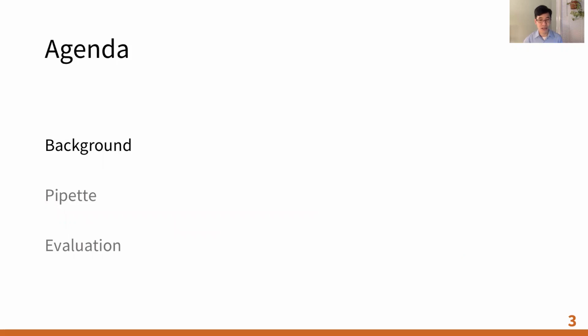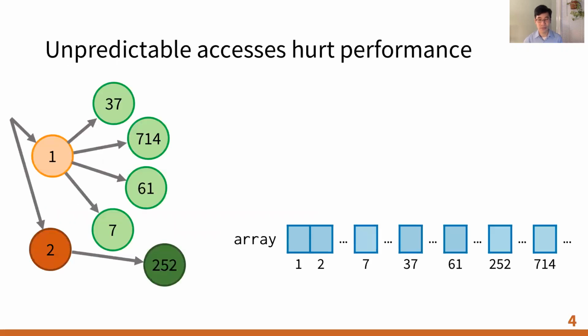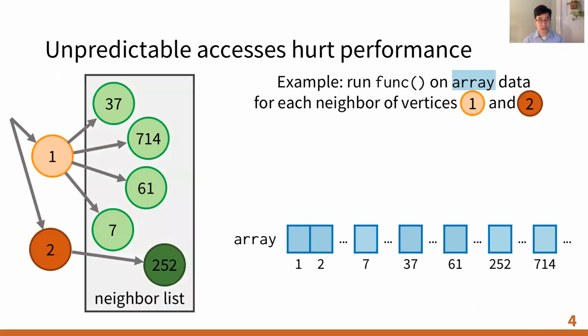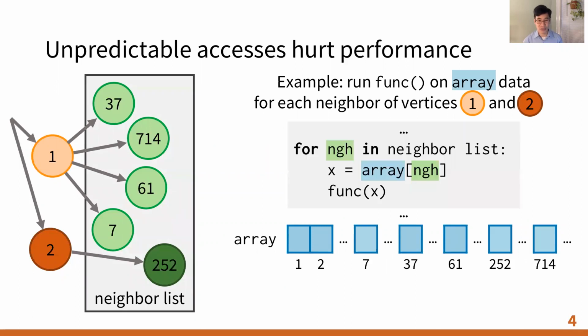Let's see how pipeline parallelism is a great choice for implementing irregular applications. Unpredictable accesses hurt performance. Consider this graph on the left and the array in blue at the bottom, with data for each vertex. If we want to run a function func for each neighbor of vertices 1 and 2, the code might look like this. For ngh in the neighbor list, set x to array of ngh, then do func of x. These indirect accesses to the array often miss.